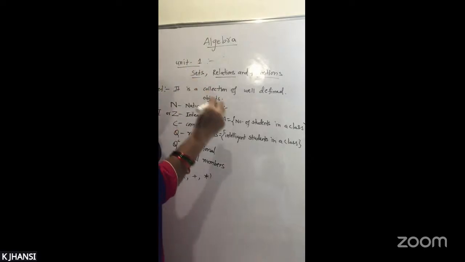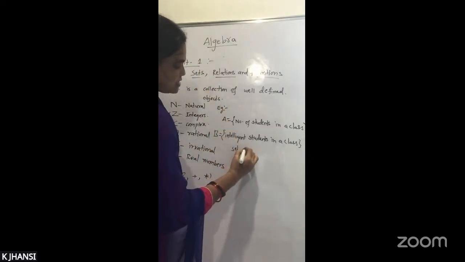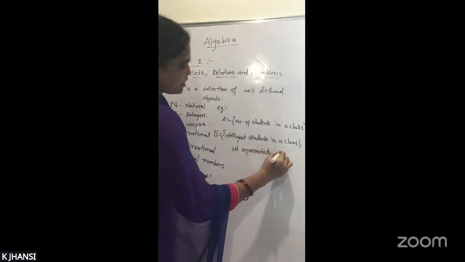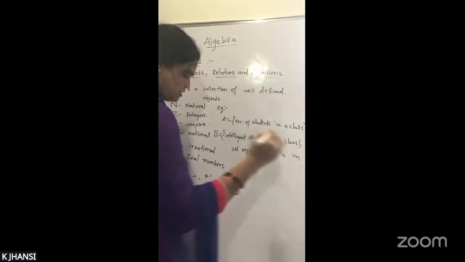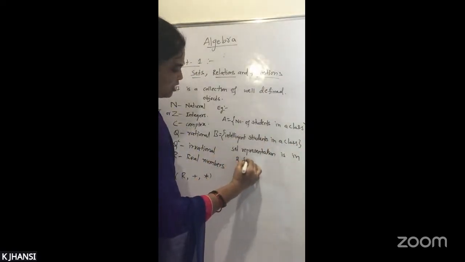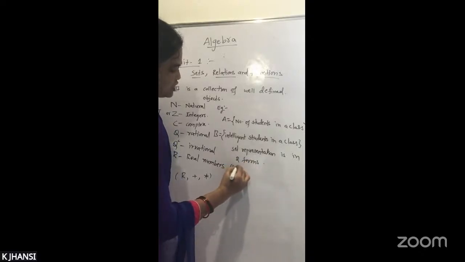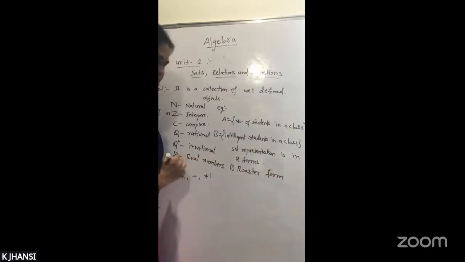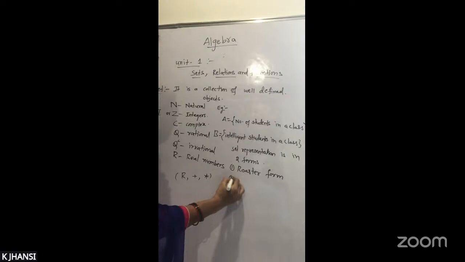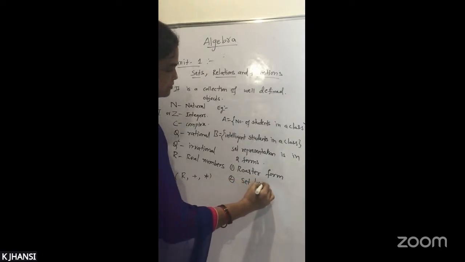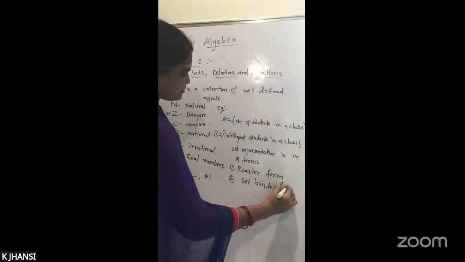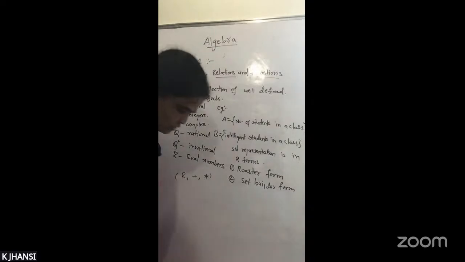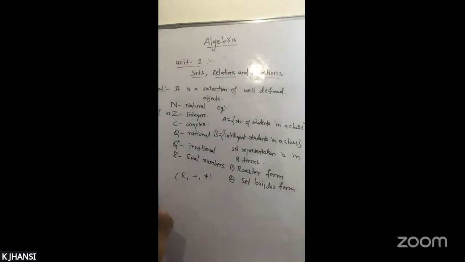Okay. So set representation is in two forms. First one is roster form. Next, second one is set builder form. So one question we can write in two forms. You can see the example here.